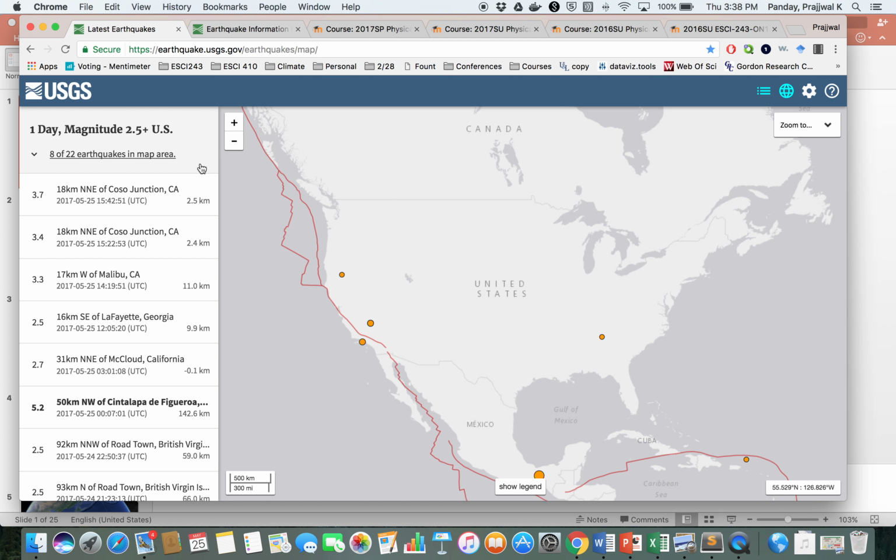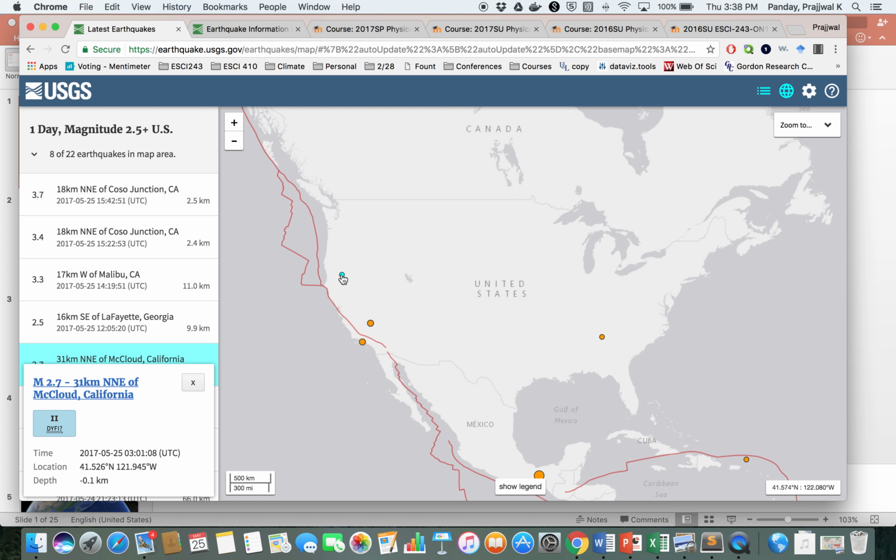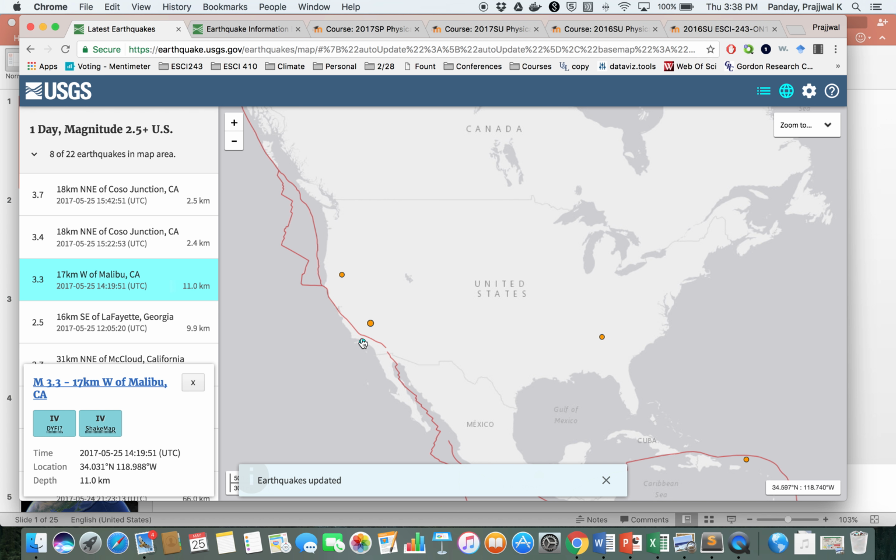If we look at the current USGS latest earthquakes repository here, in the US, this is only showing earthquakes that are 2.5 Richter magnitude and above. So there's one here in California today, May 25th. Again, this is in California. So you can see that California already has shown minor earthquakes even today. And this is where the fault lines run through. This is the San Andreas Fault.